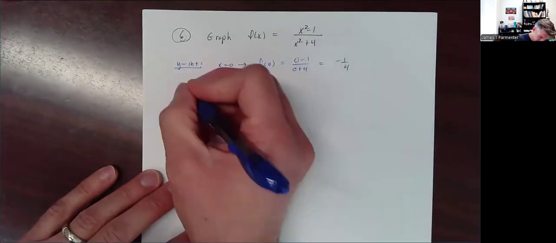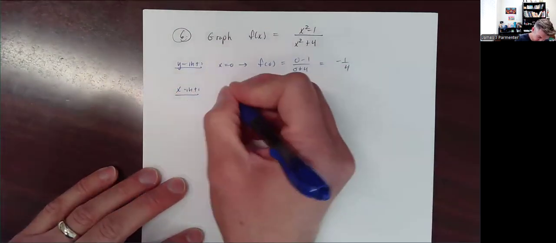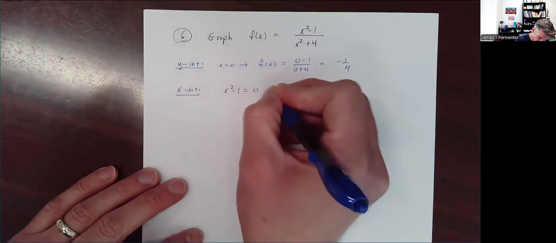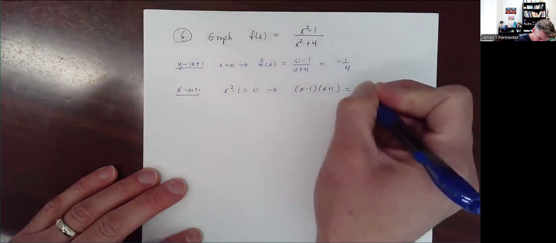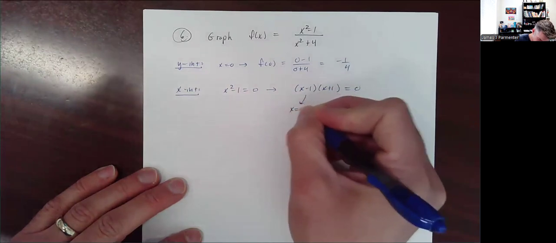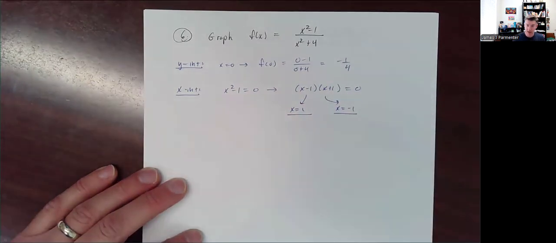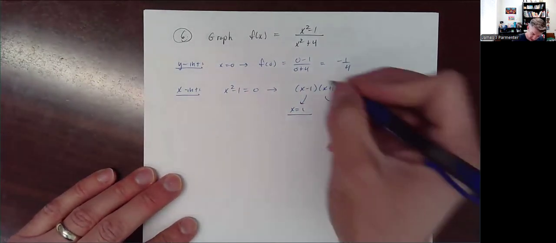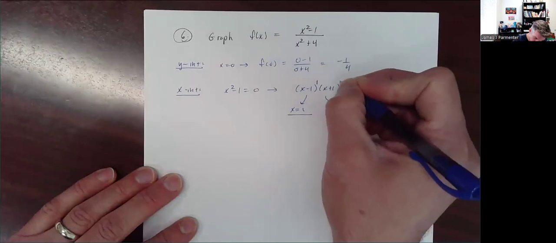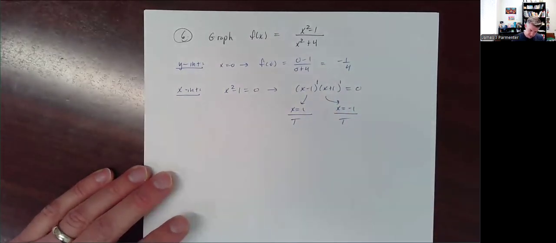Okay, x-intercepts. Set the numerator equal to 0. It's going to be x squared minus 1 equal to 0. We already know how this goes. It factors as x minus 1 times x plus 1. So we're going to get x equal to 1 and x equal to -1. And both of those are going to be x-intercepts where we go through the x-axis because they both come from factors with odd powers. This is going to be a through, this is going to be a through.